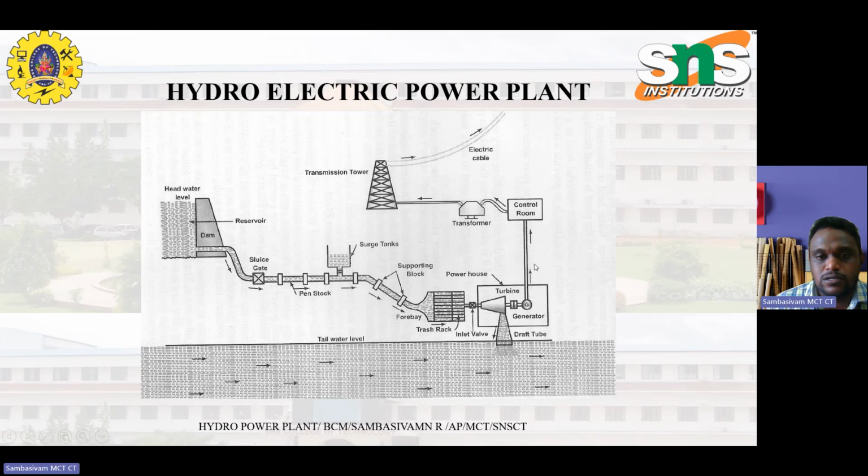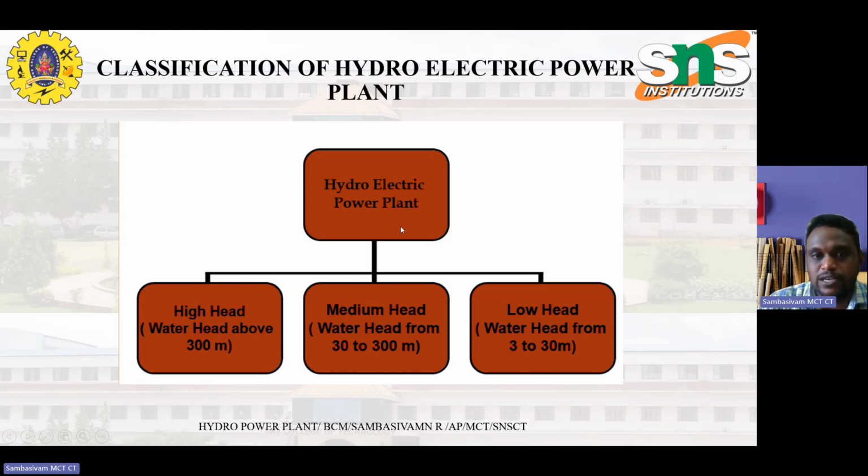Now we are going to discuss the different classifications of hydroelectric power plants. Hydroelectric plants are classified into three categories: high head, medium head and low head. A water head above 300 meters is said to be a high head. A water head between 30 and 300 meters is said to be medium, and a water head from 3 to 30 meters is said to be a low head.